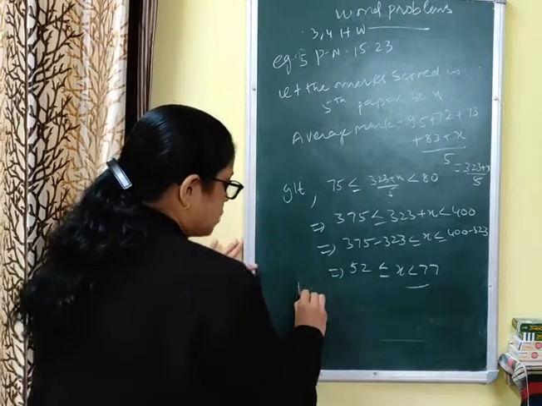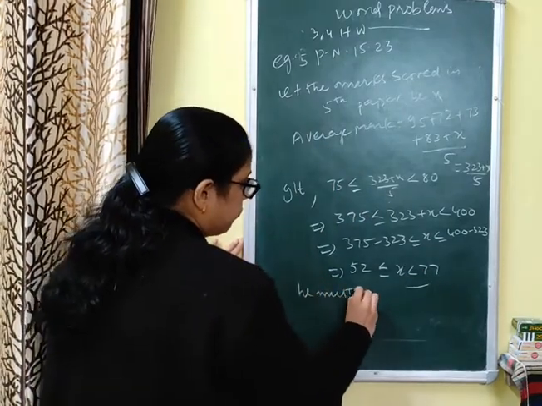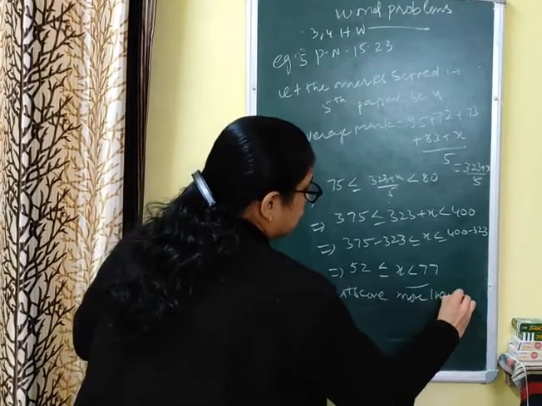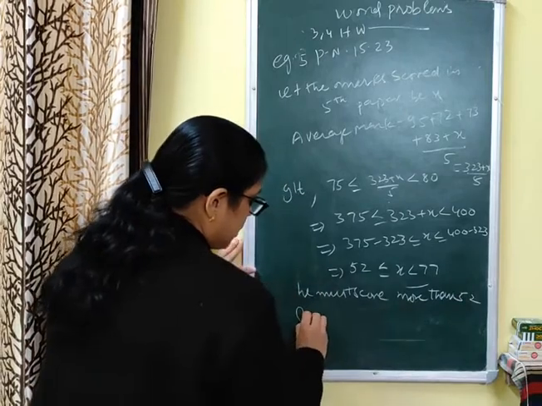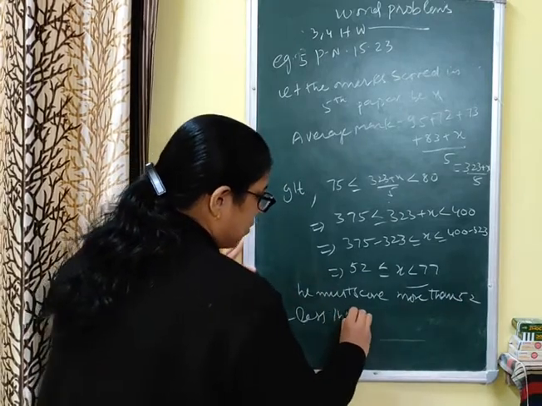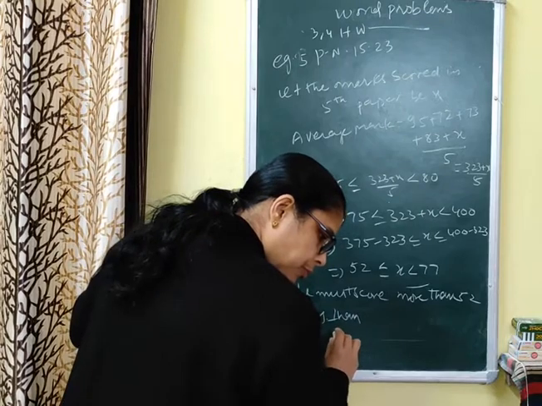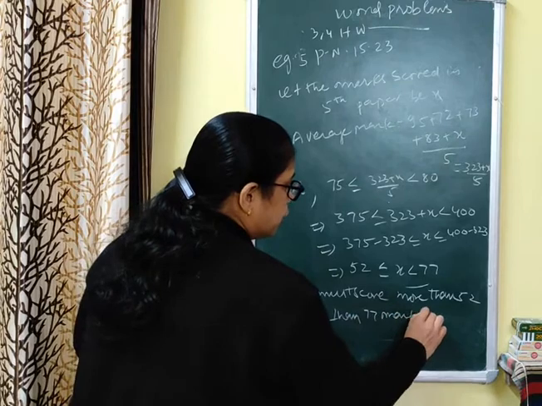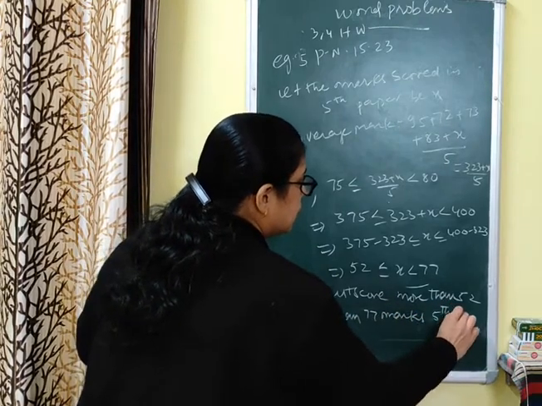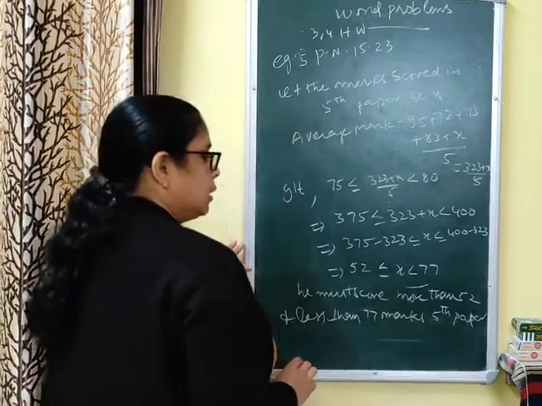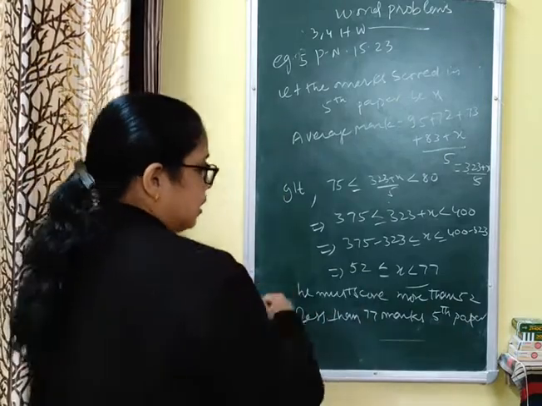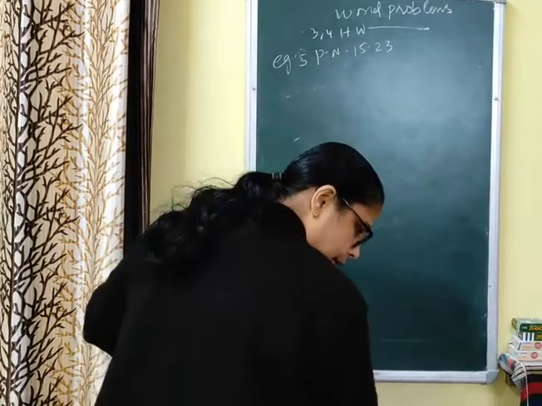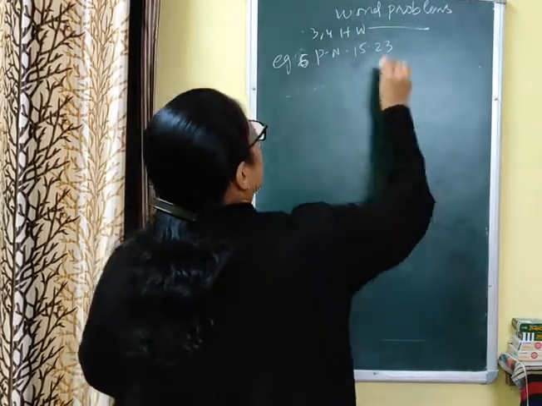So he must score more than 52 and less than 77 marks in the fifth paper. He must score between 52 and 77 in the fifth paper to satisfy the given condition. Now last question of today's class, example 6, very important, very much important.